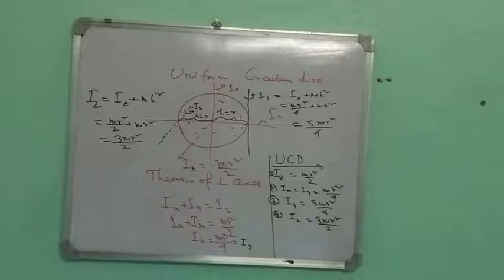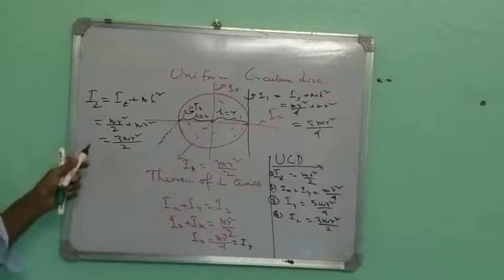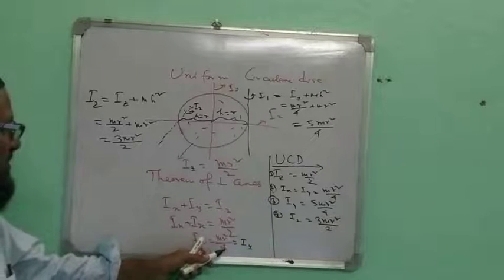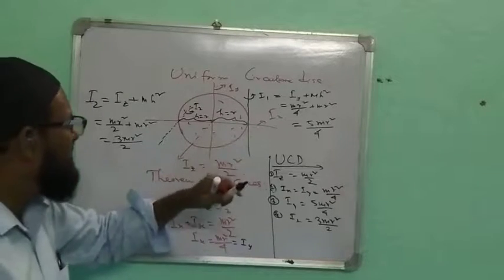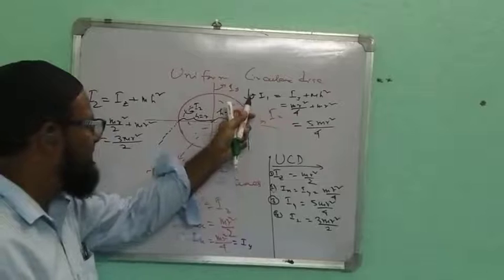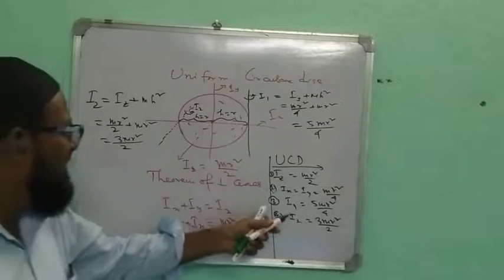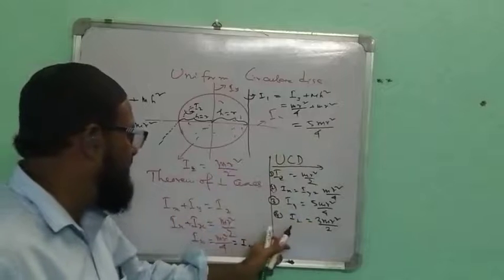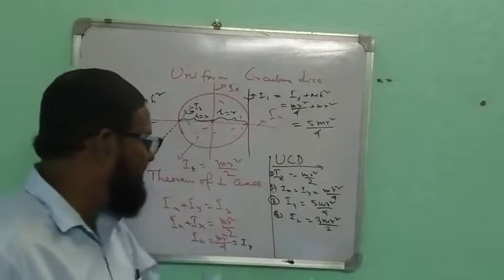Okay. Next question. This is very important. Sir, is Ix 5 by 4? No. Ix is not 5 by 4. I1 is Ix plus M R square, which is 5 M R square by 4. But I2, by parallel axis theorem, is 3 M R square by 2.